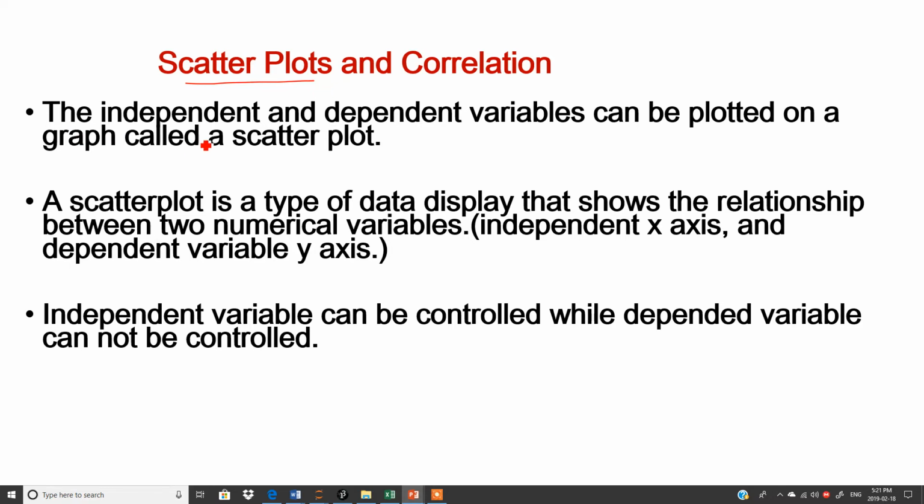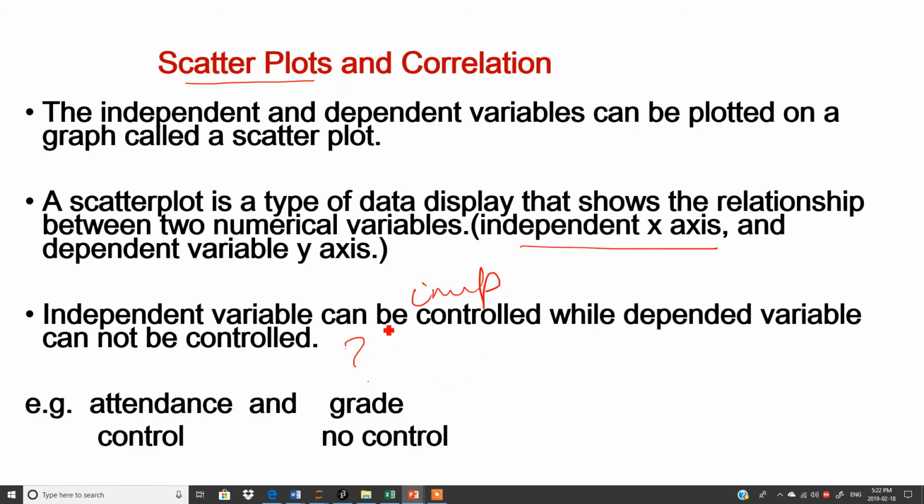Here I have written that the independent and dependent variables can be plotted on a graph called the scatter plot. Now what is the scatter plot? I will show you in the next slide. A scatter plot is a type of data display that shows the relationship between two numerical variables. Independent on the x-axis and dependent on the y-axis. An independent variable can be controlled while a dependent variable cannot be controlled. Now what is the meaning of this? This is a very important line: the independent variable can be controlled.